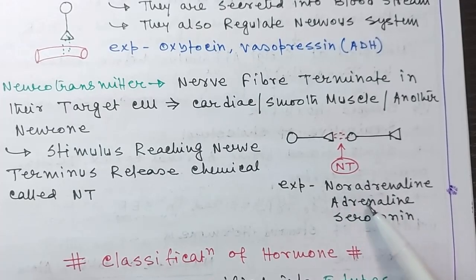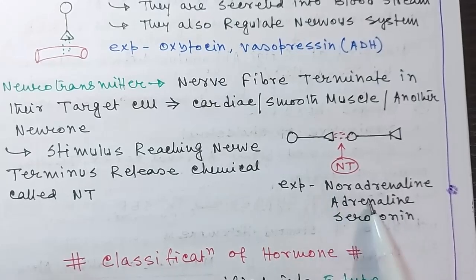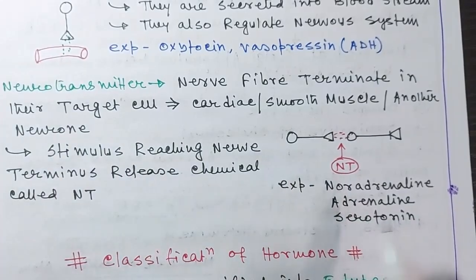Noradrenaline and adrenaline are also called catecholamines, right? And serotonin. So these two hormones, that is noradrenaline and adrenaline, are actually neurotransmitters. These act as neurotransmitters. Serotonin also acts as a neurotransmitter.